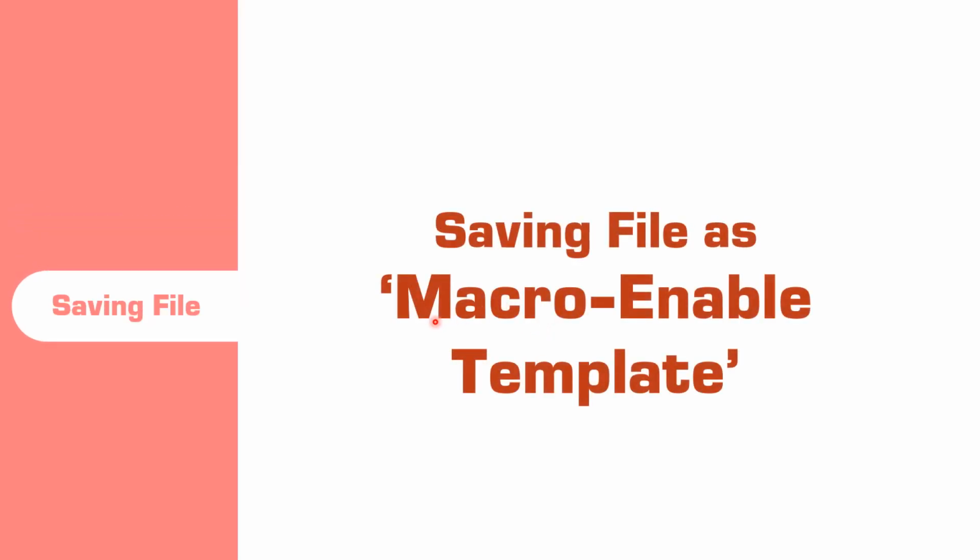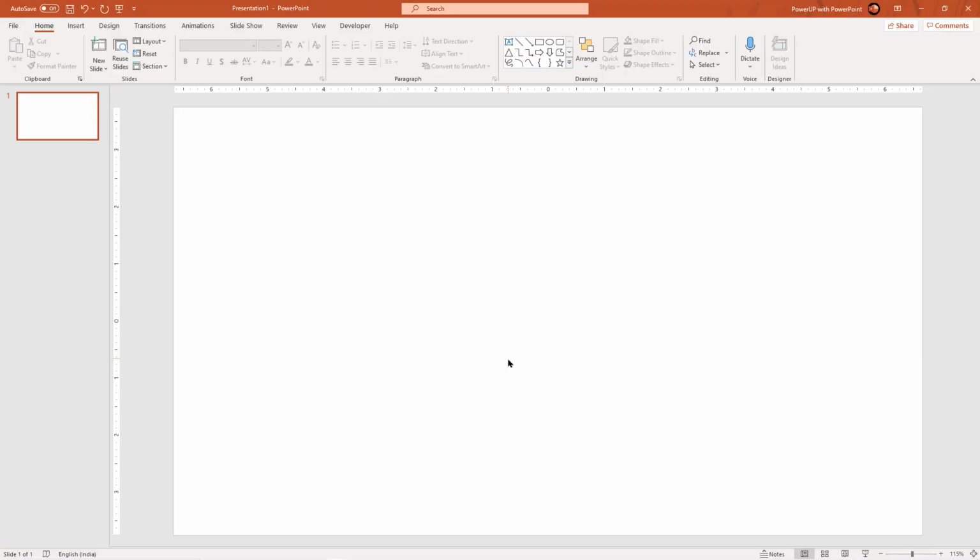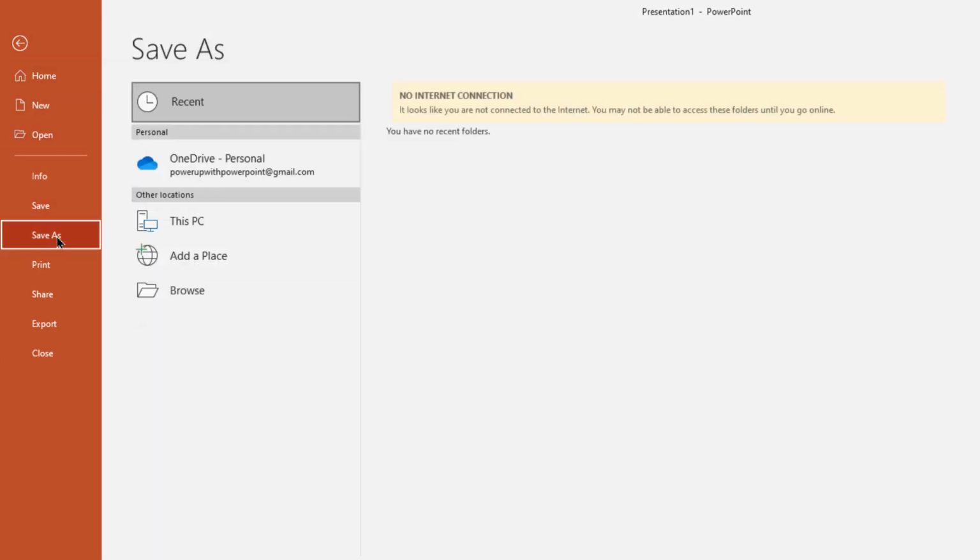Now we will see how to save a presentation file which has the VBA code in it. So when we write any code in any PowerPoint presentation file, it's very important to save it in a specific file format so that the VBA code remains in the file even after sharing it with others. So let's go to file menu and then click on save as.